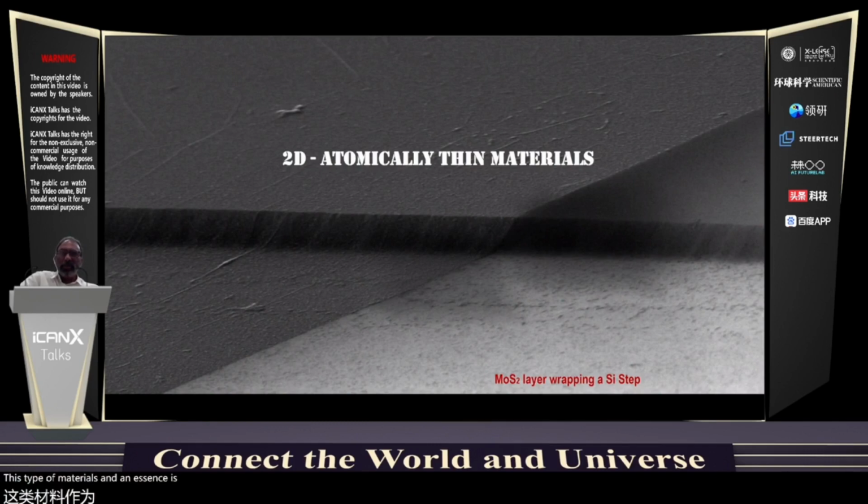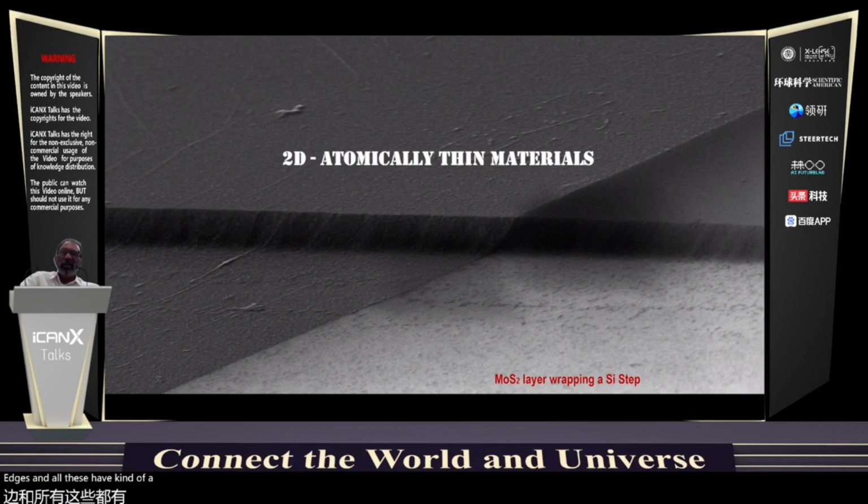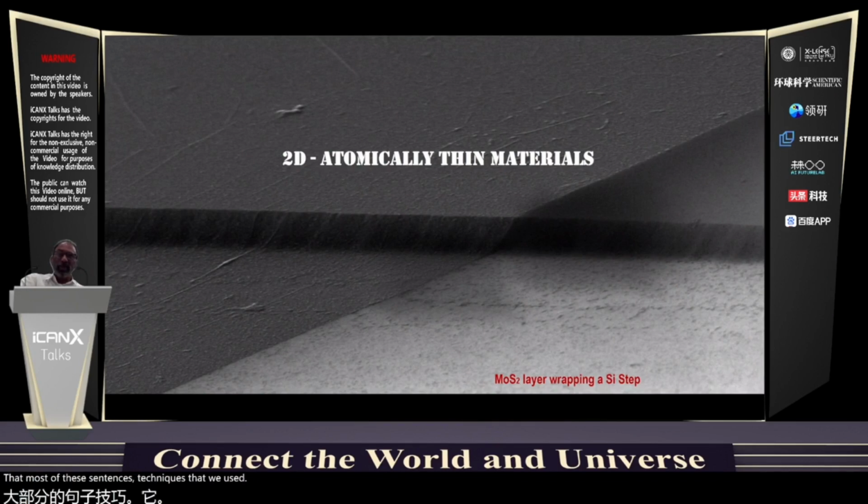As you put this on a substrate, you can see defects like blisters or wrinkles, edges. And all these have a significant impact in the actual properties of these nanomaterials. And again, this is another aspect that I would like to say, that most of these synthesis techniques that we use today to build nanostructures end up with materials that have an intrinsic variability in structure as well as dimensions and defects. So controlling all these different aspects would be ultimately very important if these materials are going to be used in nanotechnology and systematically to develop applications.